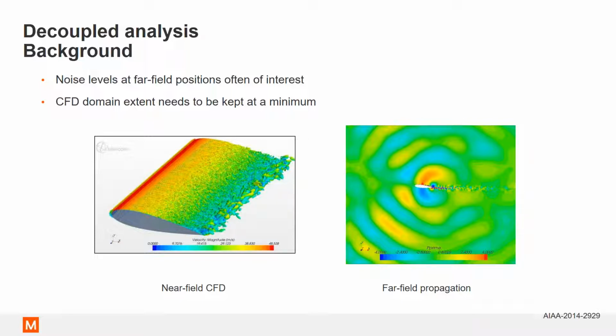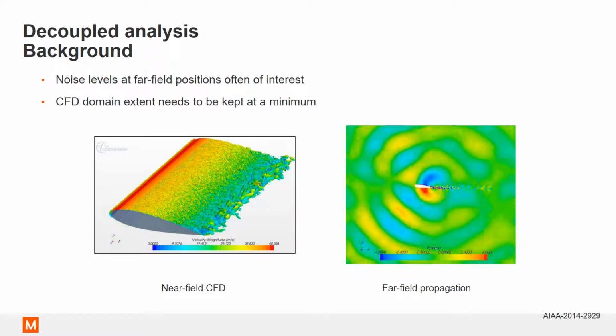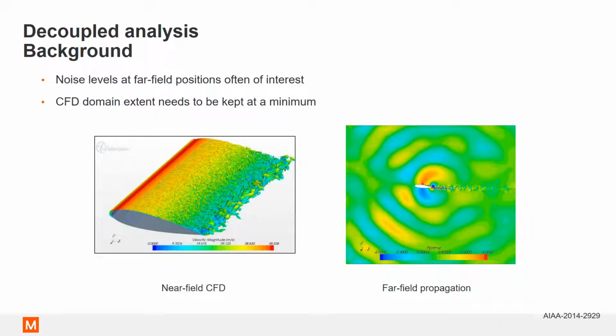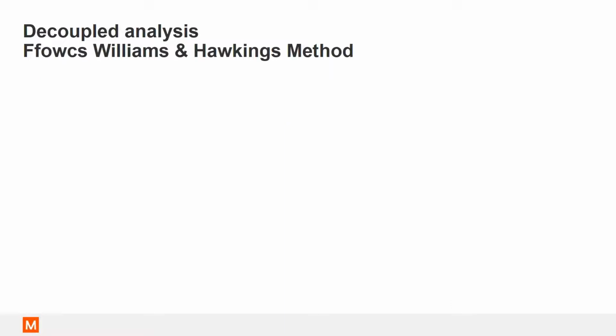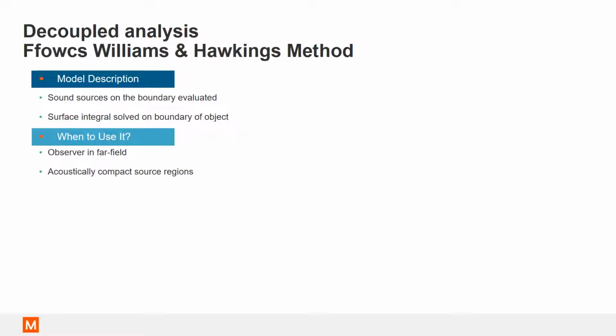So what we're going to do is see how this works using the Ffowcs Williams and Hawking decoupled analysis. In the Ffowcs Williams method, we calculate the sound source on the boundary and then use a surface integral to solve the radiation part of the calculation. So when would you use this? This is when the far field pressure is less complex, and you have an acoustically compact source region. What that means is that the source region is relatively small compared to the wavelength.